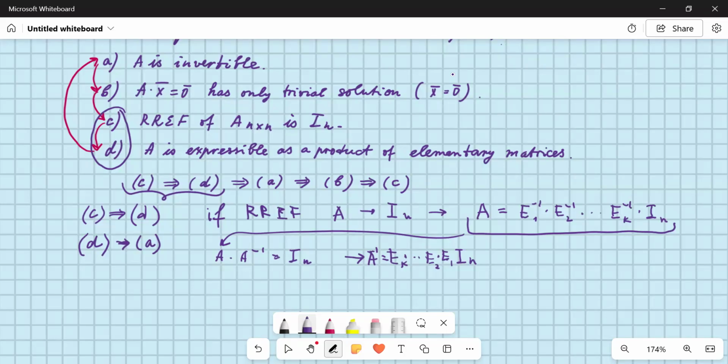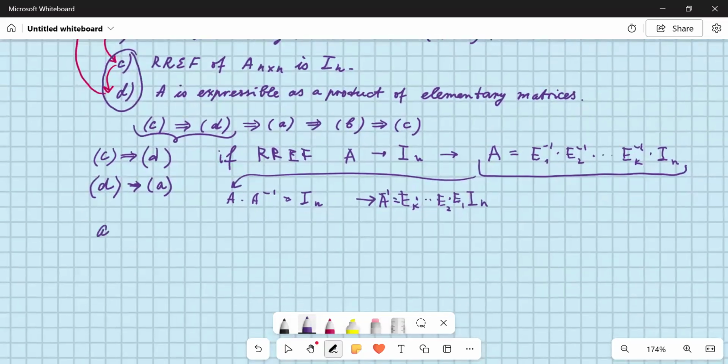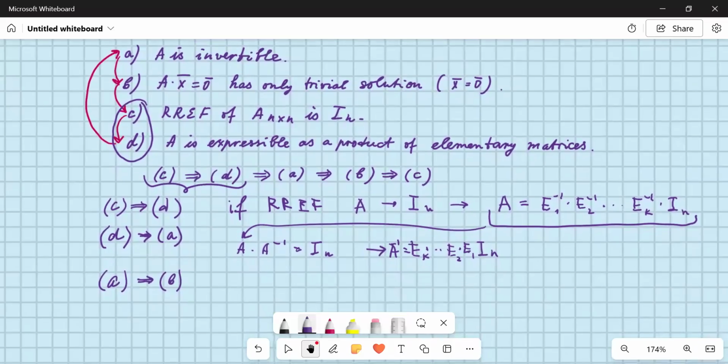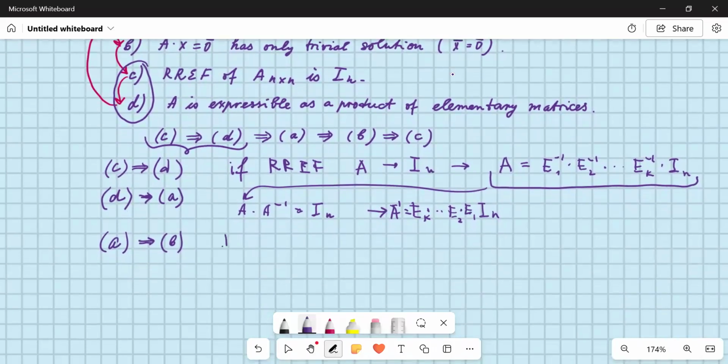Now we're going to prove statement A to B. So imagine that statement A to B means that A is invertible. We're proving that it's going to have only the trivial solution if A has A inverse. Then what can we do with the equation?